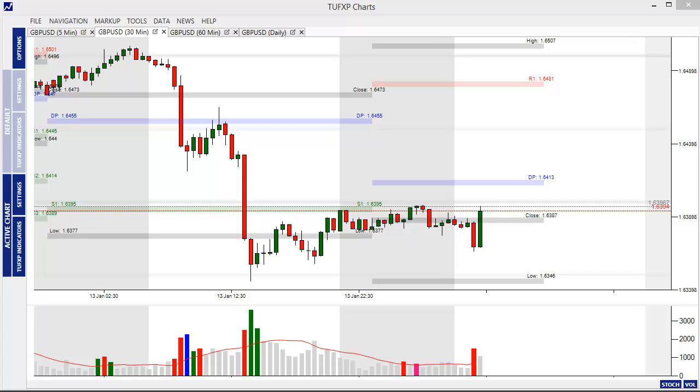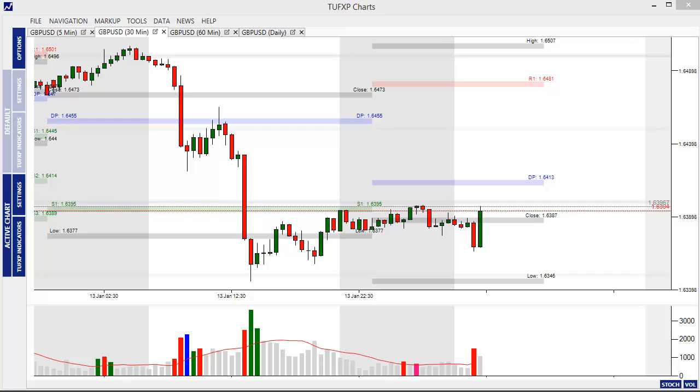Just before we start, let's have a look and see what we've got. The British pound has been trading sideways on the overnight. The market dropped down to support over towards the left and then reversed and traded back up against the previous day's closing price that we can see on the pivot. We also have a resistance here. We have 164 to the pound, and then we have the DP.